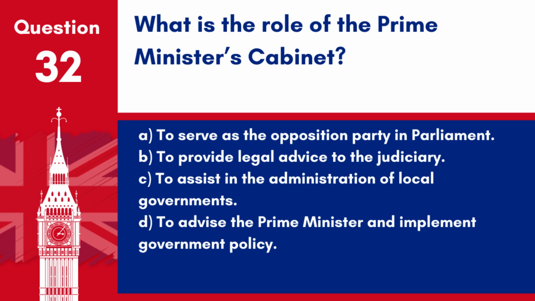A. To serve as the opposition party in Parliament. B. To provide legal advice to the judiciary. C. To assist in the administration of local governments. D. To advise the Prime Minister and implement government policy. Answer. D. To advise the Prime Minister and implement government policy. The Cabinet, composed of senior government ministers, supports the Prime Minister in decision-making and policy implementation.